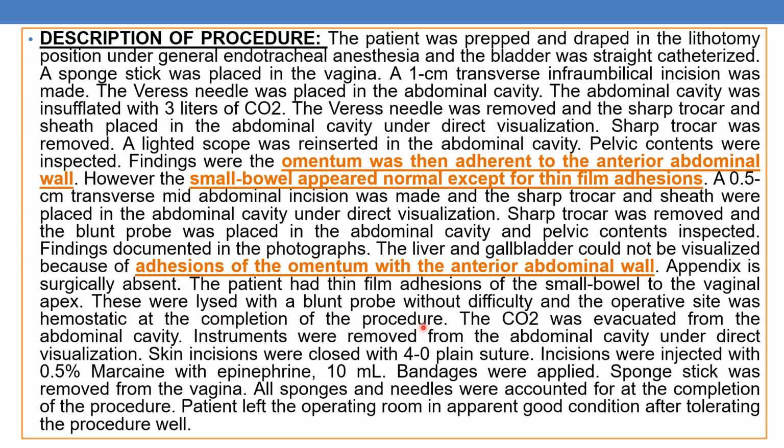These were lysed with a blunt probe without difficulty and the operative site was hemostatic at the completion of the procedure. The carbon dioxide was evacuated from the abdominal cavity. Instruments were removed from the abdominal cavity under direct visualization. Skin incisions were closed with 4-0 plain suture. Incisions were injected with 0.5% Marcaine with epinephrine, 10 ml. Bandages were applied. The sponge stick was removed from the vagina. All sponges and needles were accounted for at the completion of the procedure. The patient left the operating room in apparent good condition after tolerating the procedure well.